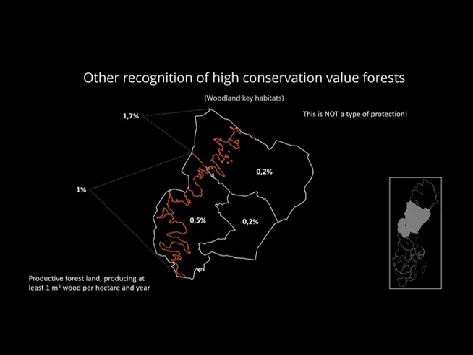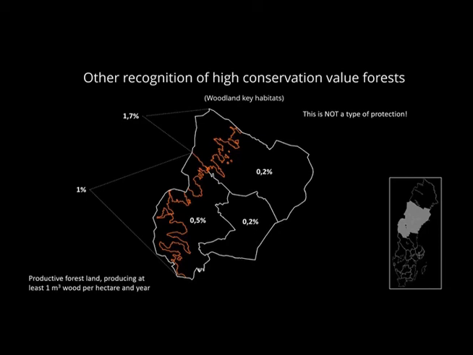We have also other tools like the woodland key habitat inventory. This is not the kind of protection which many people think and believe it is, and especially now the government or our authority working on this will probably abandon this method, and in worst cases they will erase the register with these woodland key habitats. Then it will be hard to know where they are.